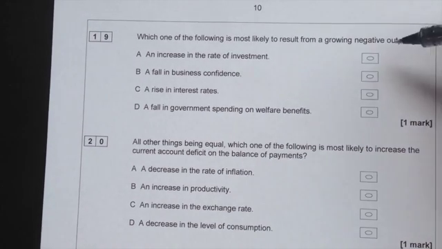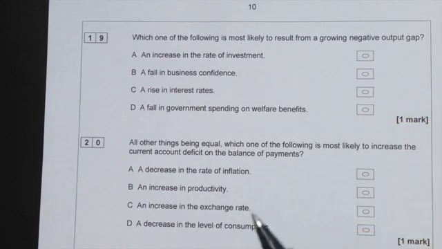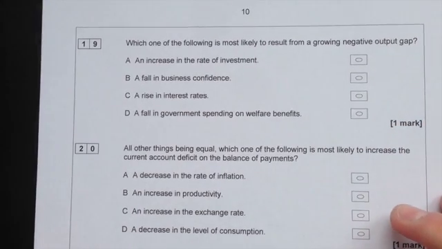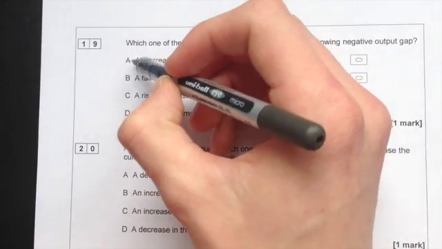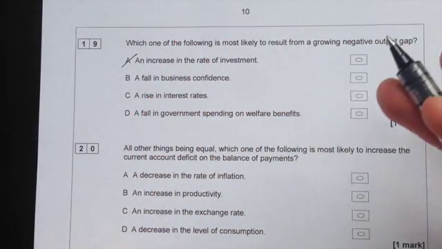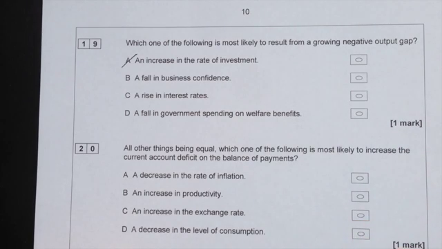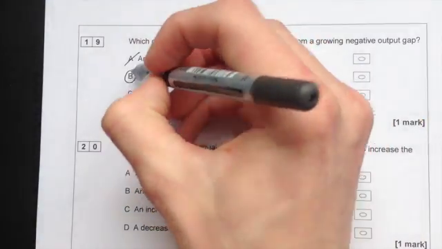If there's going to be a growing negative output gap, are firms going to be confident about the future? The likelihood is they're not. They're going to be worried about what's going to happen. So are they going to invest in certain times? They likely won't. So it won't be A. If there is a negative output gap, firms are going to be worried about the demand in the economy. Is the economy going to grow? Will they have to maybe fire some workers? So business confidence is just going to fall. So it will be B.